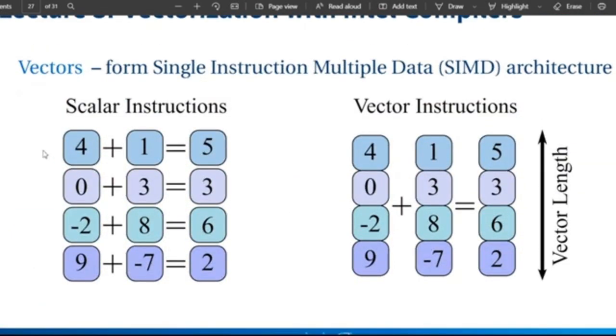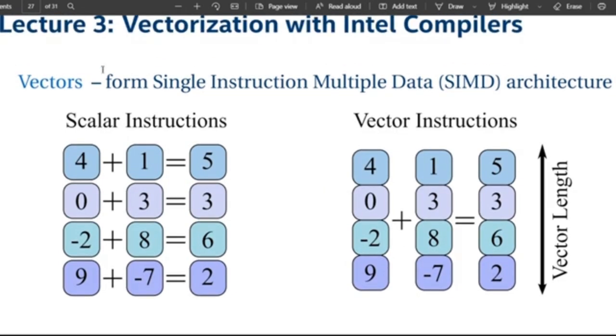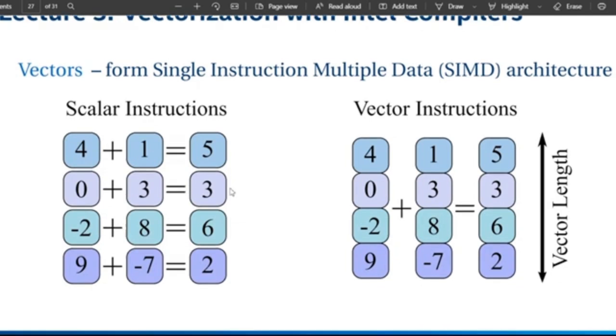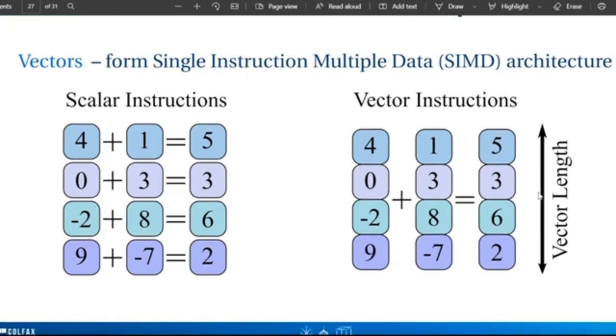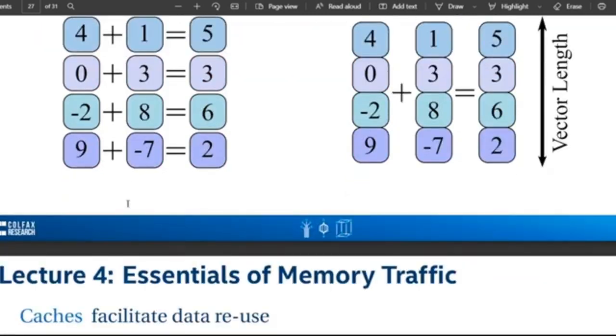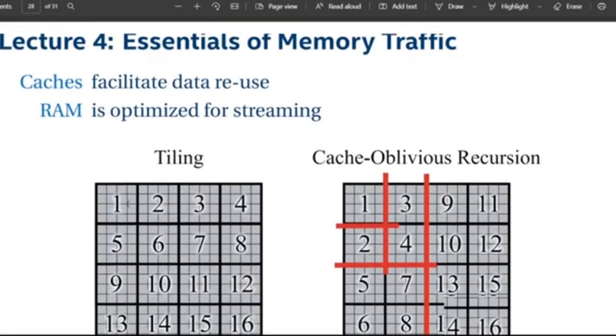So these are the scalar instructions, and these are the vector instructions. From single instruction, multiple data, this is going to be a single instruction, multiple data. That means that with one instruction, with one clock cycle, we can add multiple numbers in the vector register in one go, depending on what the vector length is, as opposed to having to do them one at a time. So that's what we're really trying to avoid.